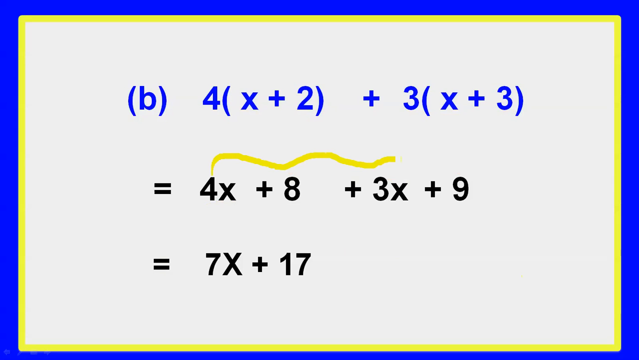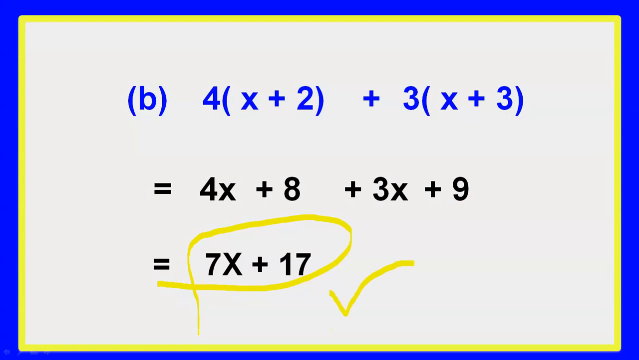I am collecting different types of terms, and now I'm standing here. The first step has been done, and the next step will be, if we have like terms, we can add the like terms. 4x plus 3x will be 7x. 8 plus 9 will be 17. So can I solve further? No, because in these two there are no like terms. So we are not going to add, and this will be my final answer.